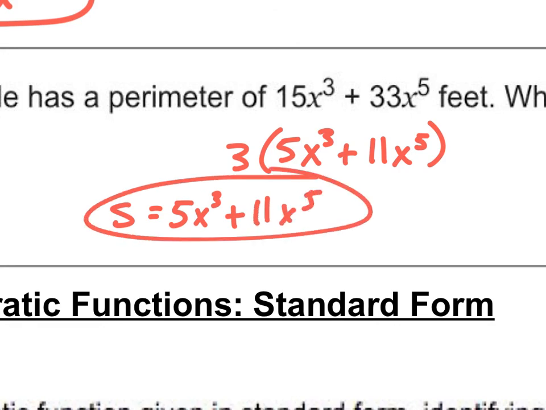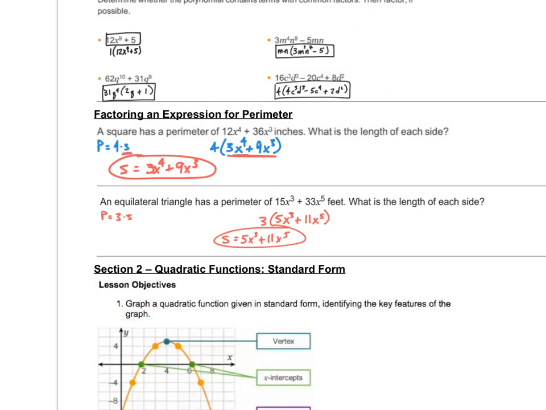I think the hard part about these two questions is that you have a side length that is not an actual number, but rather an algebraic expression. So you kind of got to get past that. It's going to be okay.